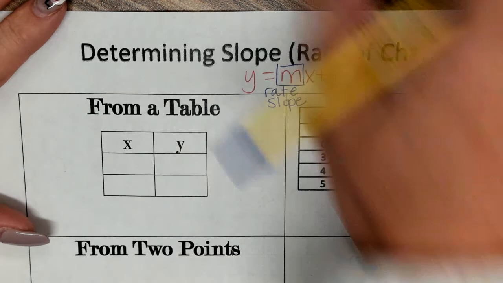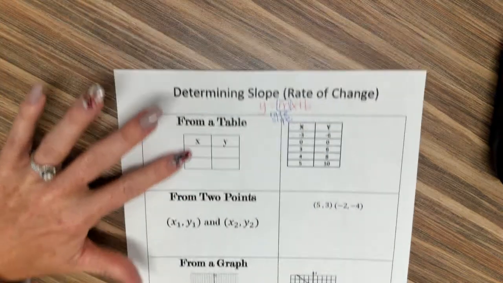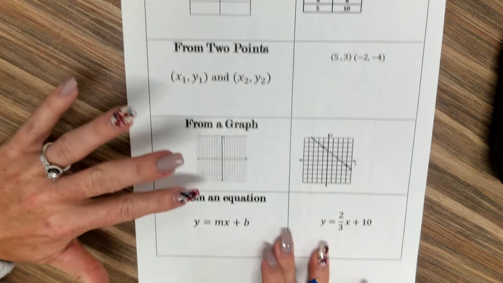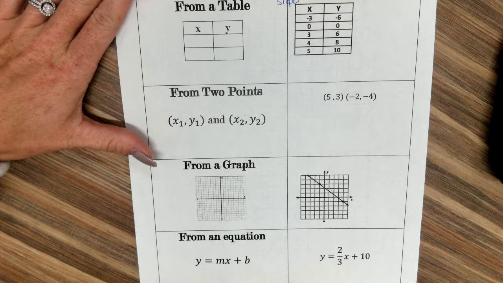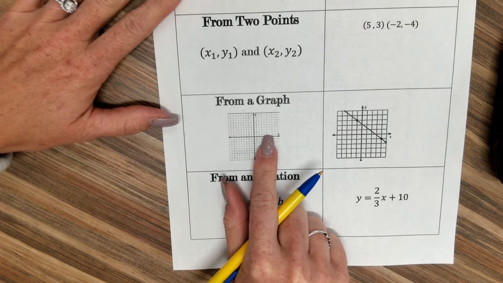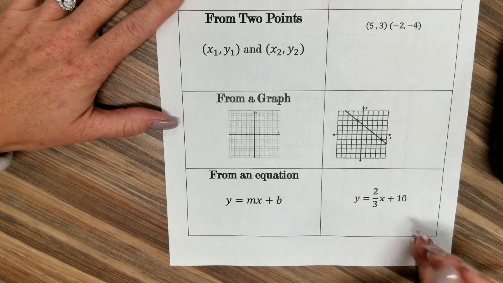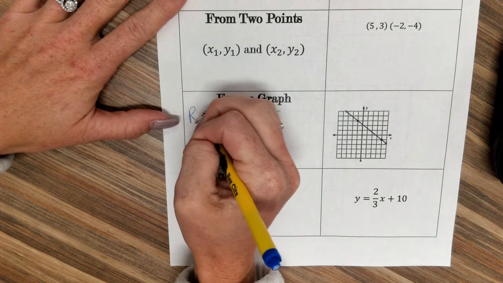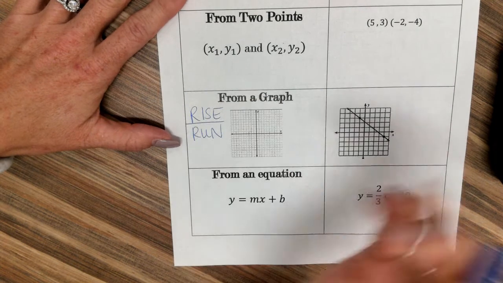Now, look at the left side of the page. All of these. In which one of these would you use rise over run? Down here. So everybody go to the graph, and I want you to write, and you don't have to write this, but to find slope of a graph, you're going to do rise over run.